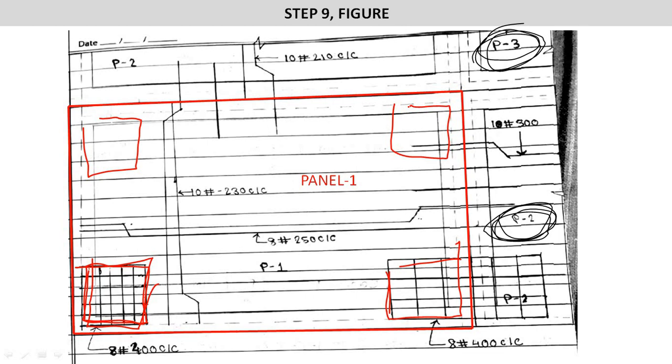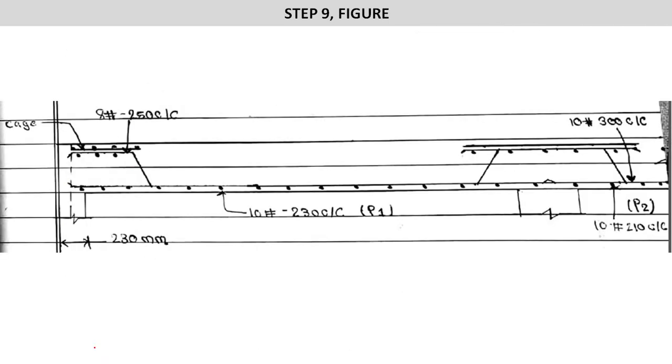So in the X direction it is 8 at 250 center to center, and in Y it is 10 at 230 center to center, and for the cage it is 8 at 400 center to center. Here it shows the section for slab panel number 1, in which this is the alternate bent-up bar, which will come from here and end over here, and this second bent-up bar will come from here like this, and end over here. Over it you can see a mesh, or you can say the cage, is provided above here, and this is the extra top bar here.